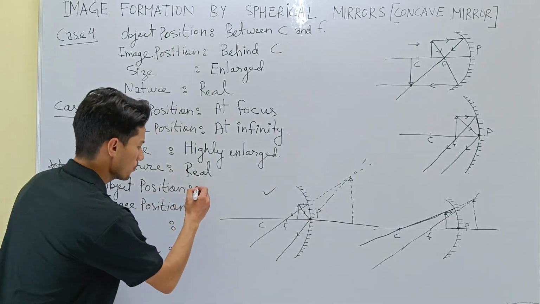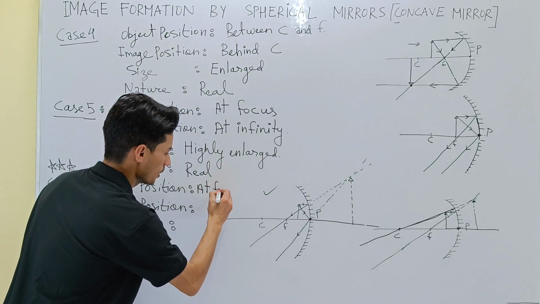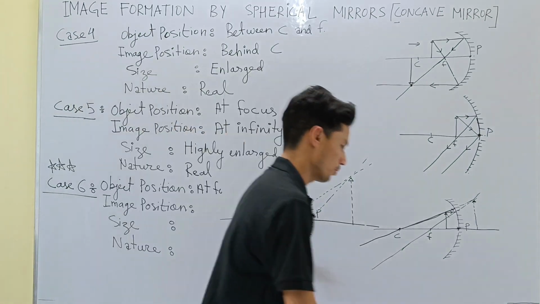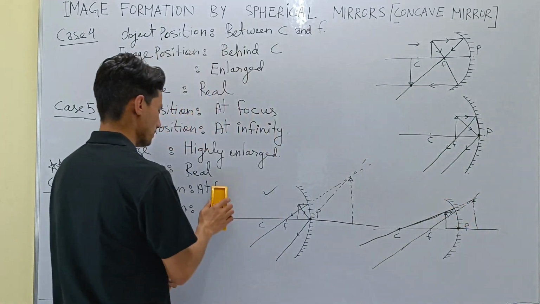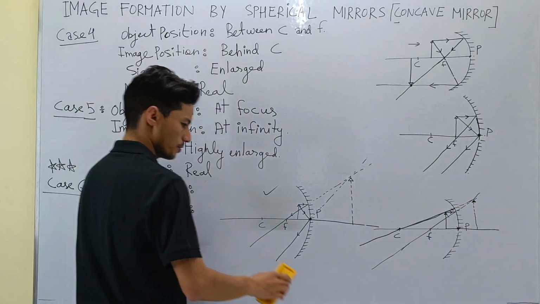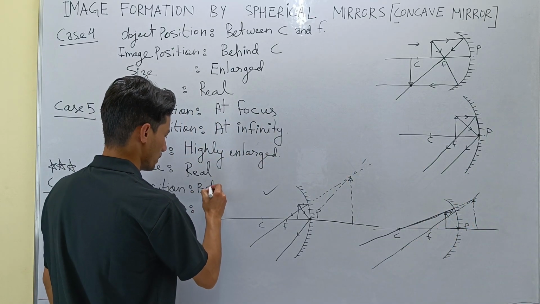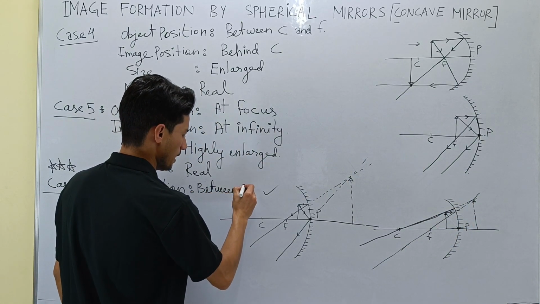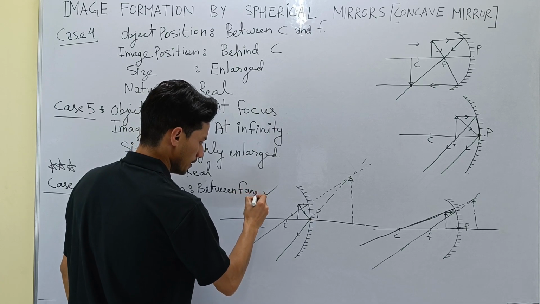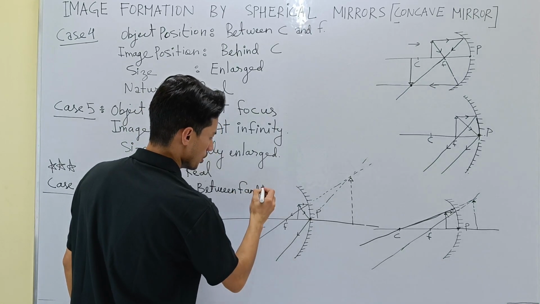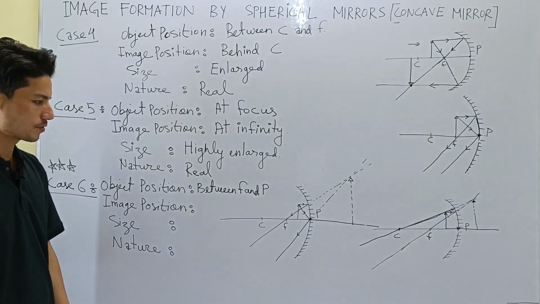Where was the object? Object was at focus. No, not at the focus. Object was between F and P. Sorry, object was between F and P. So object position: between F and pole. P stands for pole.